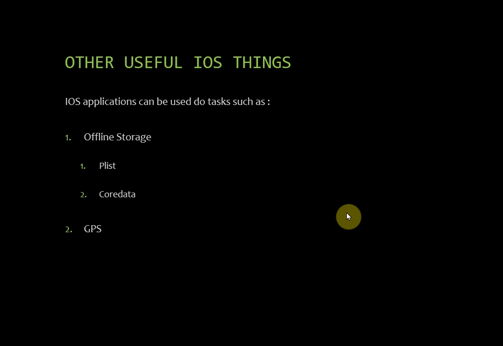Here, what we are saying is an iOS application can be used to do some additional tasks. The normal application does whatever operation it does on your cell phone, and along with that, some additional tasks can be done. That is what we are going to see in this particular topic. The first thing is offline storage.